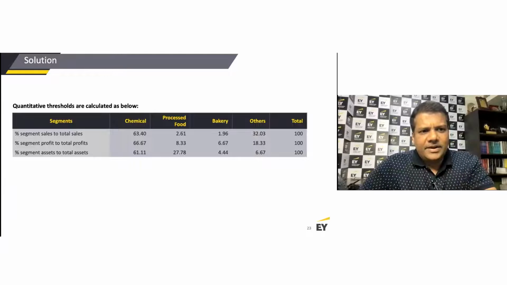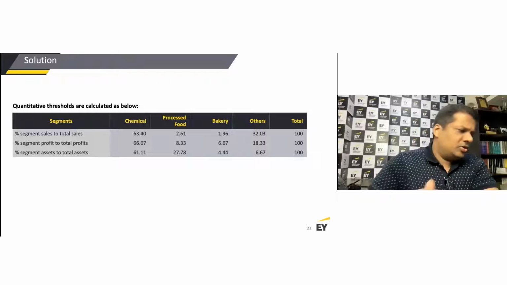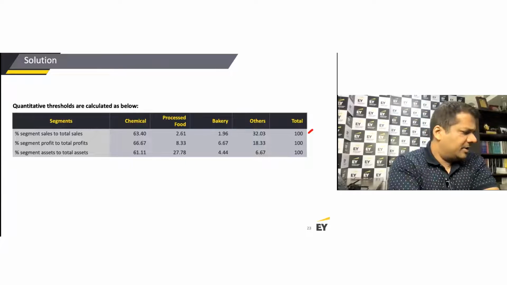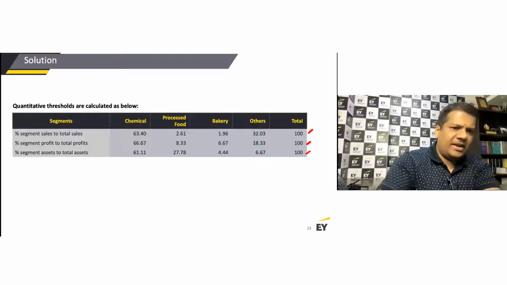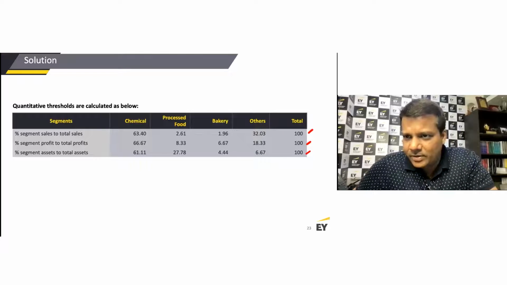Percentage segment sales to total sales. Okay, for chemicals it is 63.4%, for processed foods it is 2.6, for bakery it is 1.96, and others is 32, so it gets to 100. Similarly for profits, and similarly for assets. That's the way we put together a table of information.